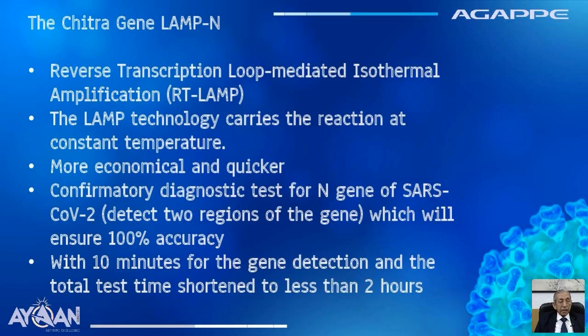And the new technology has been brought about by the Sri Chitra Tirunal Institute of Medical Sciences, and they have developed this particular technique. The LAMP technology carries out the reaction at a constant temperature. That means that particular instrument is not required here. It is very simple, more economical, quicker, and a confirmatory diagnostic test for the particular N gene. As I have told you in the previous stage, the N gene of the virus is detected, and two areas of the gene are detected, and therefore 100% accuracy is shown in this particular method.